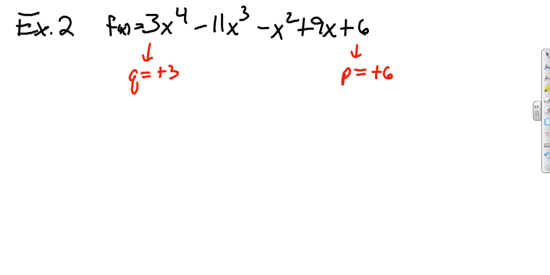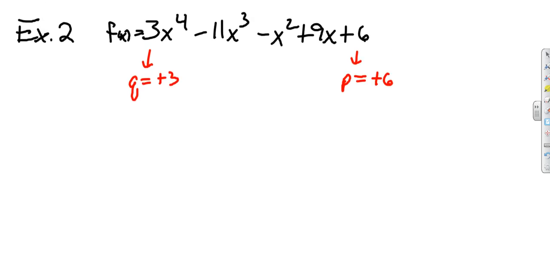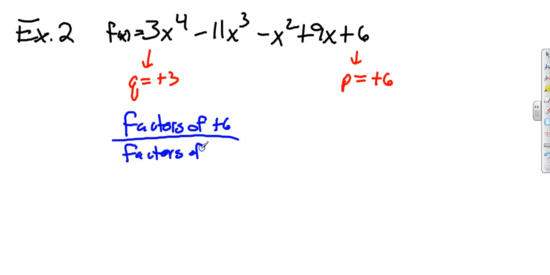Okay, so for this one, q's not 1, so there's not a shortcut. This one we'll have to do a little bit more work to get there. But here's the key thing: we need the factors of 6 divided by the factors of positive 3. In 6, there's not that many options. It's either 1 times 6, and again, it's some combination of positive and negative, or it's 2 times 3.